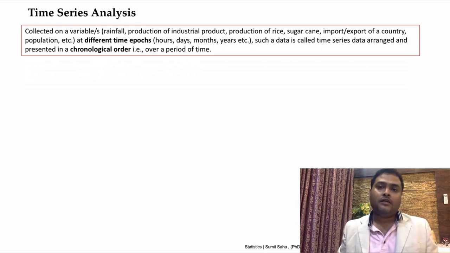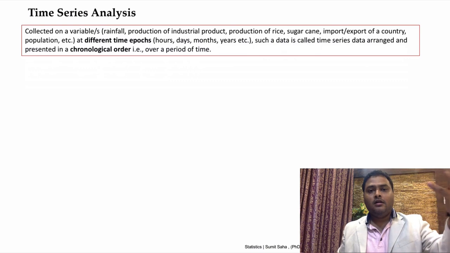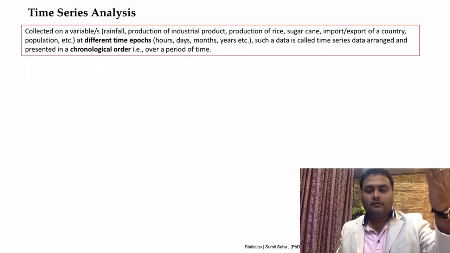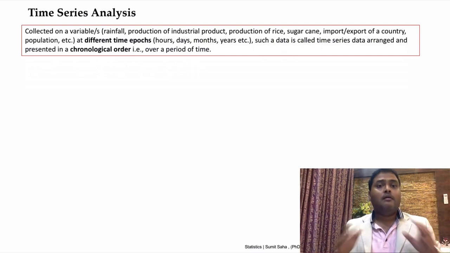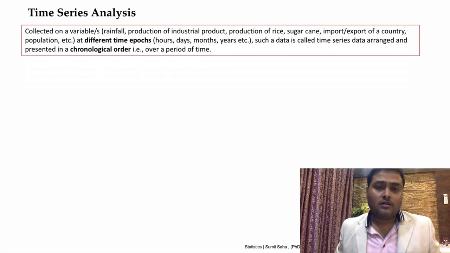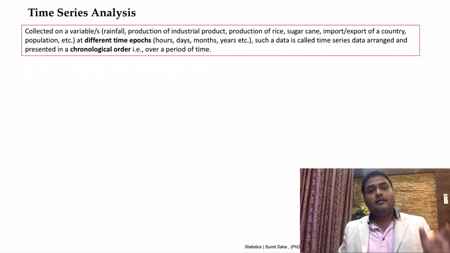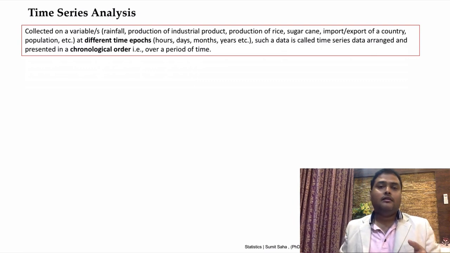That means over a period of time. It may be top to bottom or bottom to top, whatever. It may be from 2010 to 2020, or it may be 2020 to 2010. That's okay, but we will try to use chronological order. This is called the time series data, and the analysis which we will be doing based on this data, we'll call time series analysis.